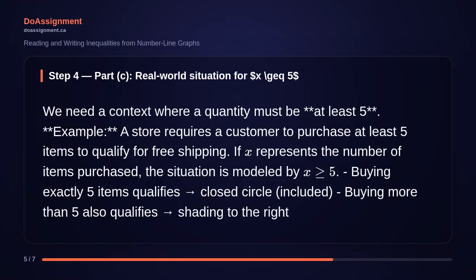For Part C, we need a real-world situation where some quantity must be at least 5. Here is one example. A store requires a customer to buy at least 5 items to get free shipping. If x is the number of items, the condition is x ≥ 5. Buying exactly 5 items qualifies, and buying more than 5 also qualifies. This perfectly matches the closed circle and rightward shading.